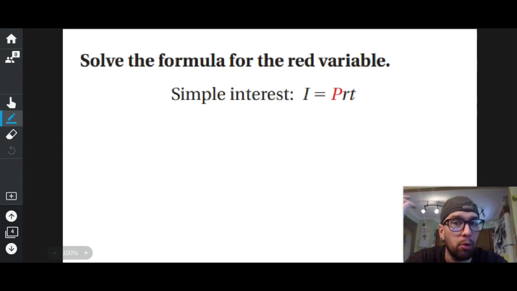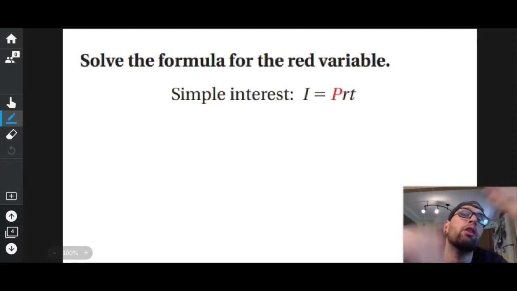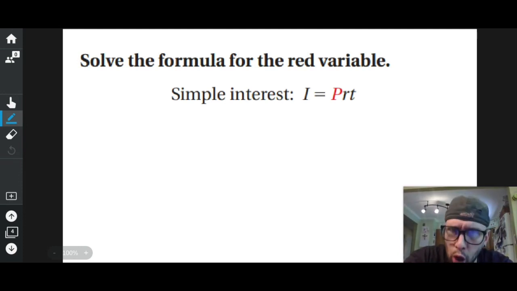Very similar problem. The simple interest formula is I equals PRT: principal times rate times time. If I wanted to get P all by itself and solve for the principal, what interest means is how much extra money you get on a loan, or how much extra money you have to pay. If I wanted to solve for how much money I put in, that would be solving for P.